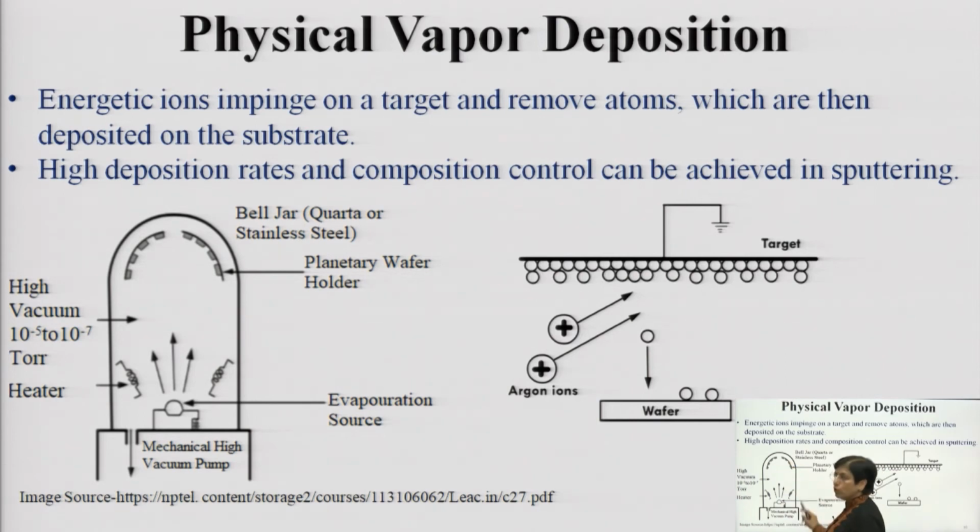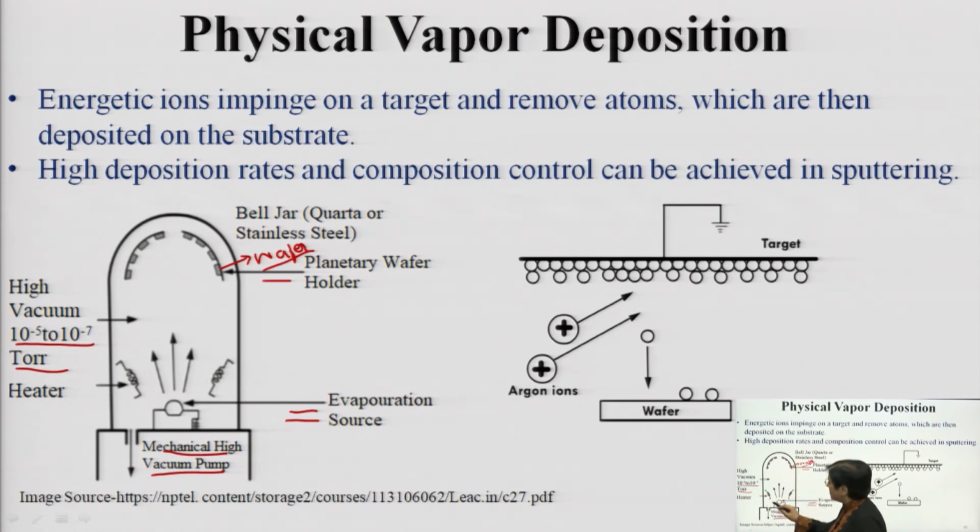It is a dome, what you call a vertical chamber, where you have a high vacuum pump which is making this evaporation of the source material. Once the material gets evaporated, there will be a high vacuum of 10 raised to the power minus 5 to 10 raised to the power minus 7 torr, which ensures that there is no contamination inside and the deposition is uniform. Here you have this planetary wafer holder which is holding those wafers. Here your wafers, where the areas are to be deposited, those areas are exposed.